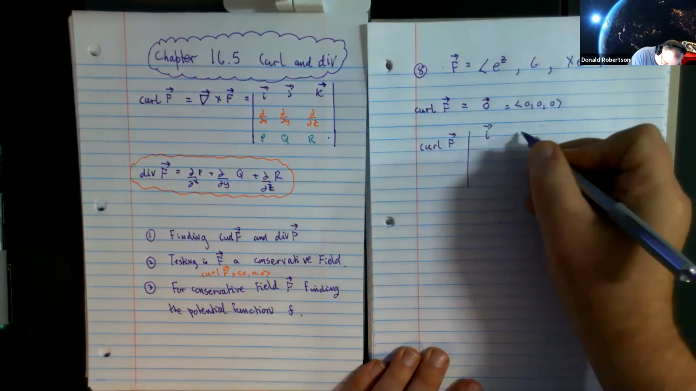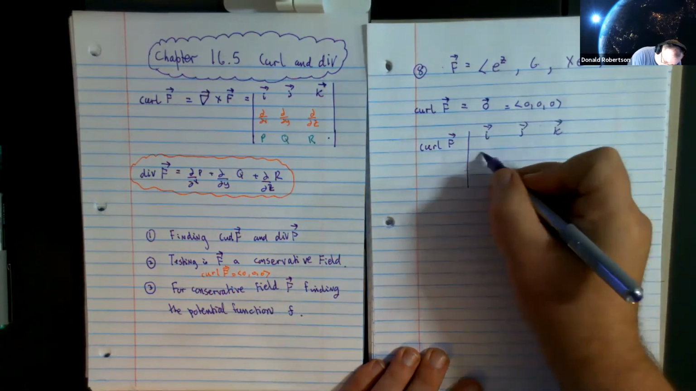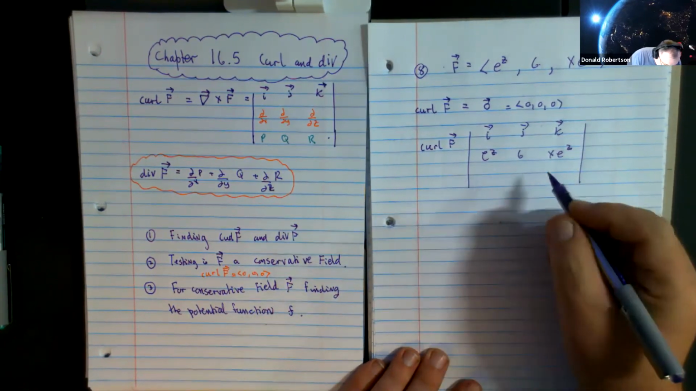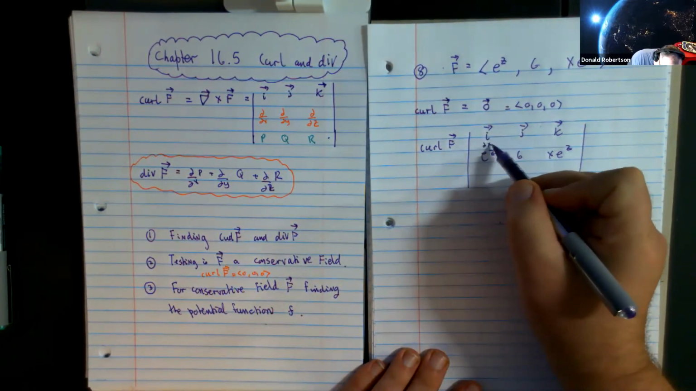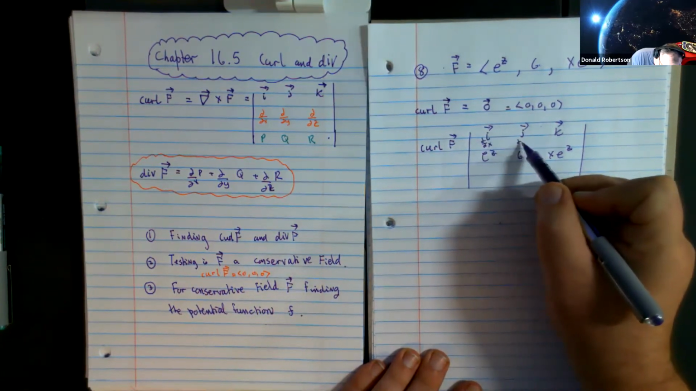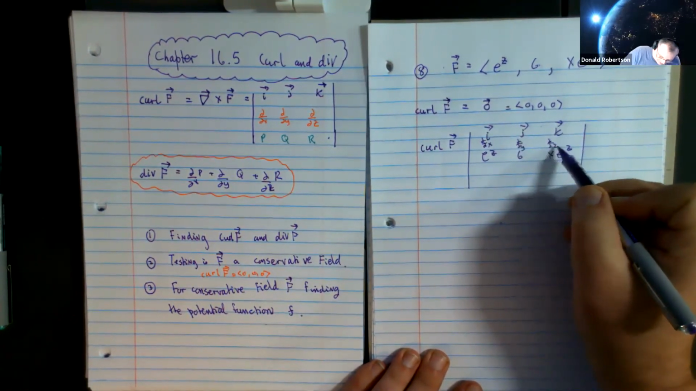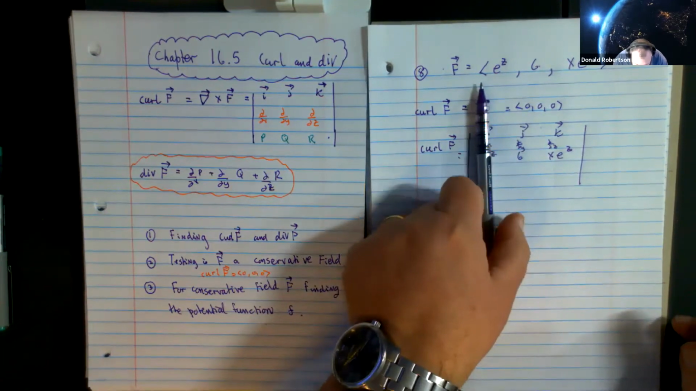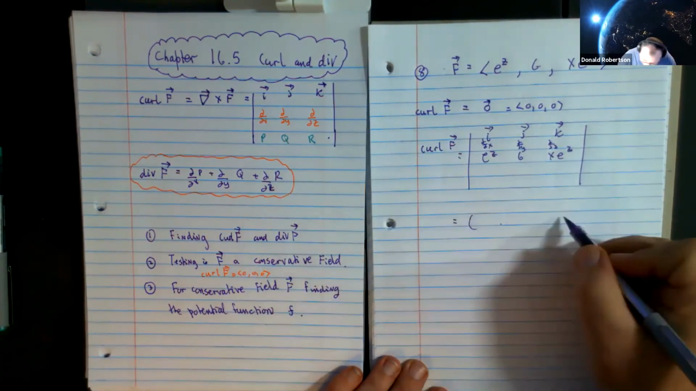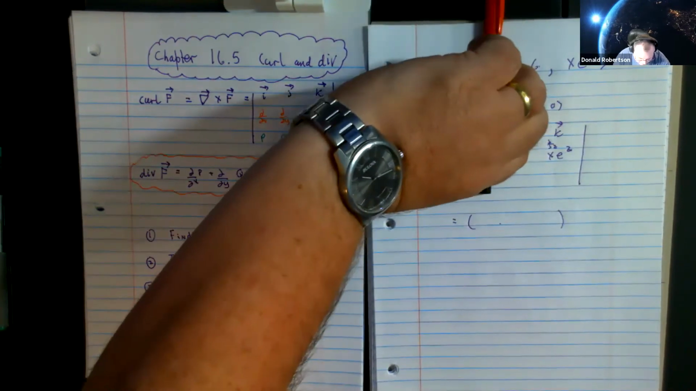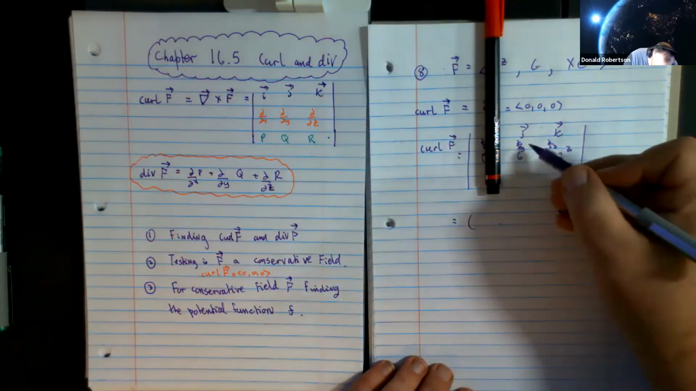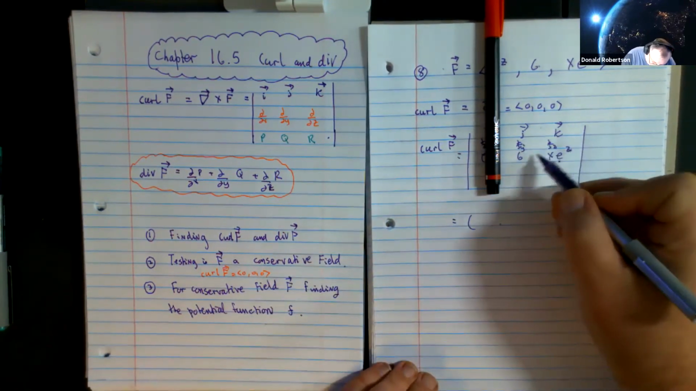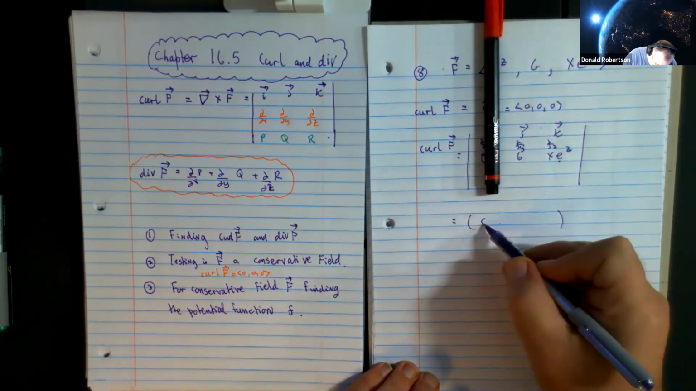We have i, we have j, we have k, we have this guy, this guy, and this guy. I just have enough room to fix it. I forgot that row. There. So if we cover this fella up, we are going to get the derivative of this guy with respect to y, which is 0, take away the derivative of 6 with respect to y, which is 0.